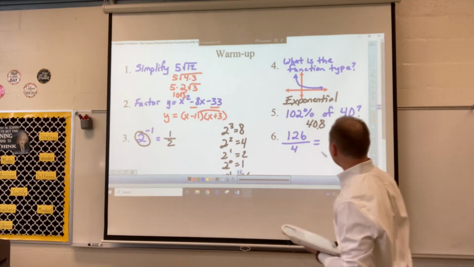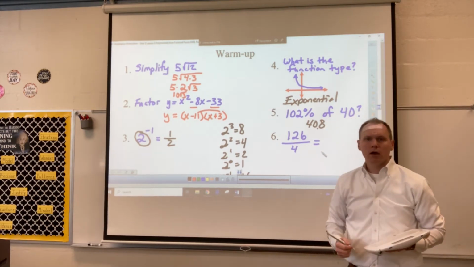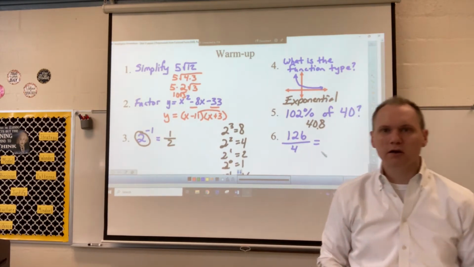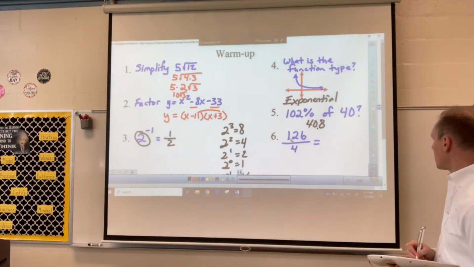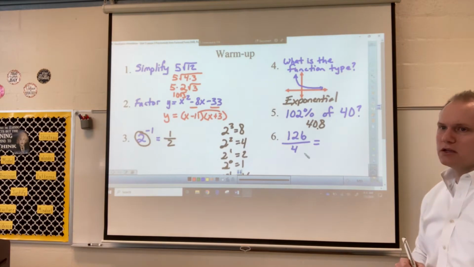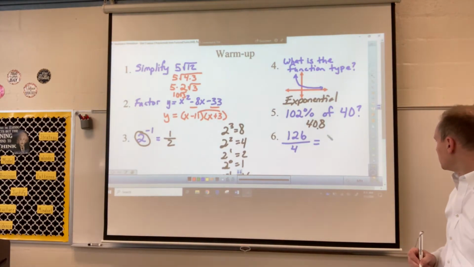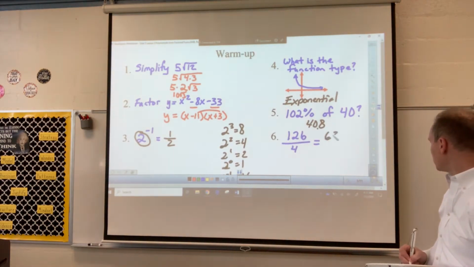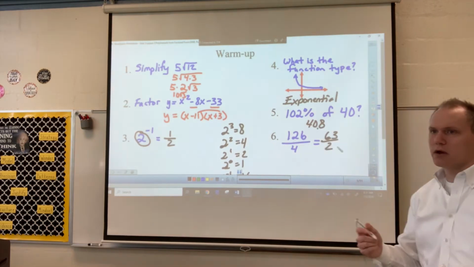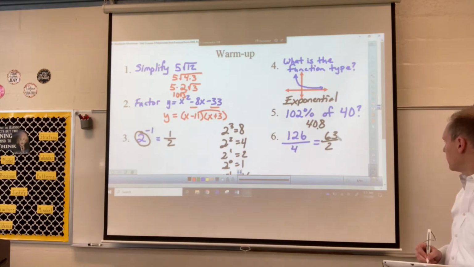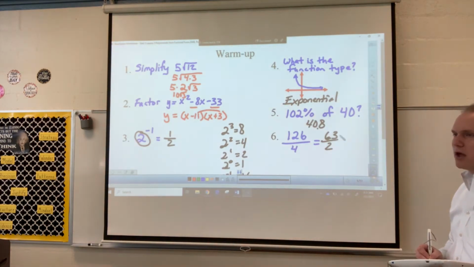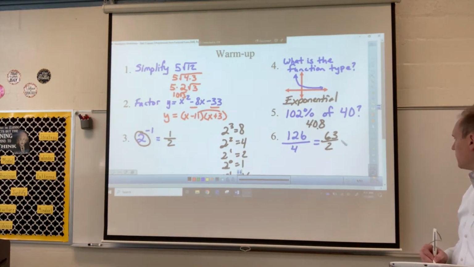All right, lastly here, 126 divided by 4. It's kind of a similar strategy there. We can divide by 2 twice instead of by 4 at once. So 126 divided by 2 is 63. So that's equivalent to 63 divided by 2. So we need to divide by 2 one more time. So divide 60 by 2, you're going to get 30. And then 3 divided by 2 is 1.5. So we're going to have 31.5.